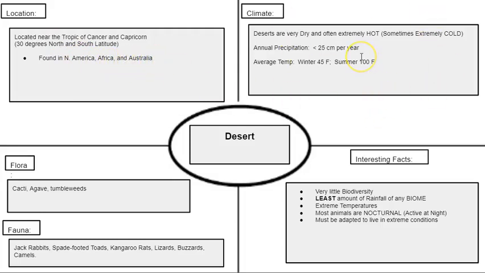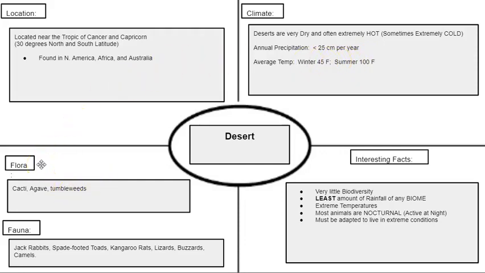Then when you come over to your climate section, it is important to note that the desert biome is extremely hot, but sometimes can be extremely cold. The annual precipitation is going to be less than 25 centimeters per year. This is the lowest of any biome. It's also going to have a temperature of 45 degrees Fahrenheit in the winter and an average of 100 degrees Fahrenheit in the summer.